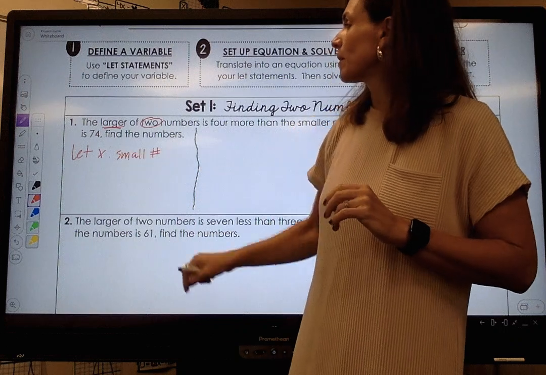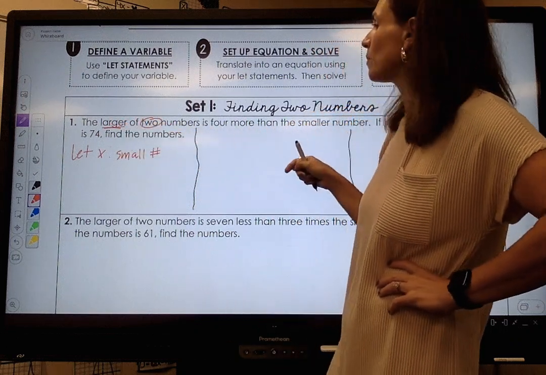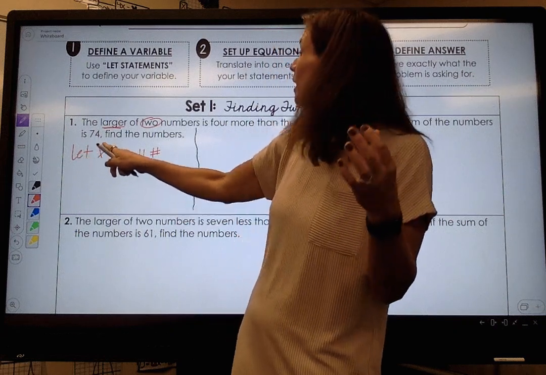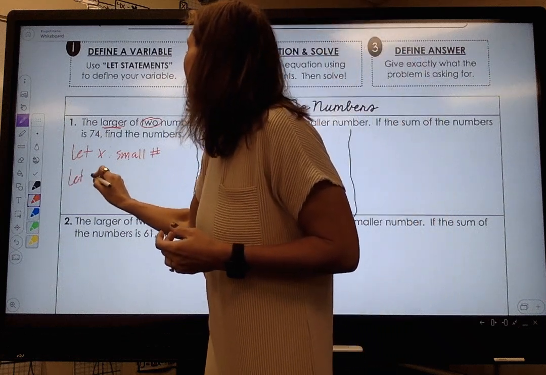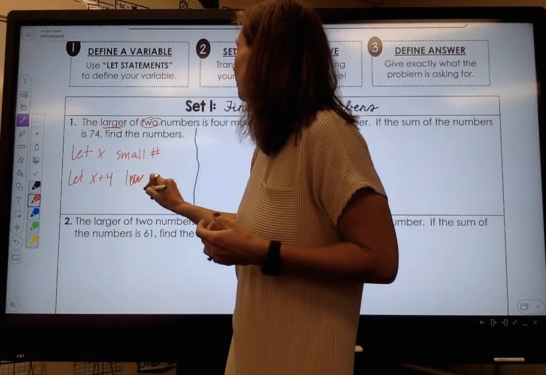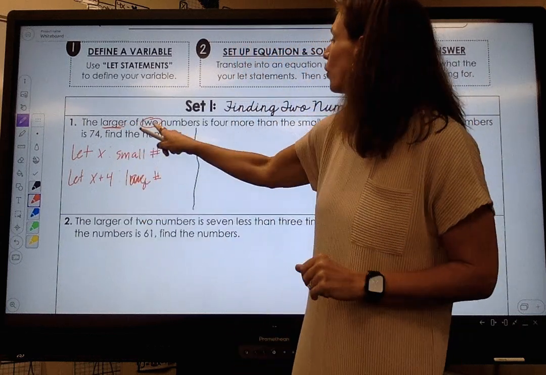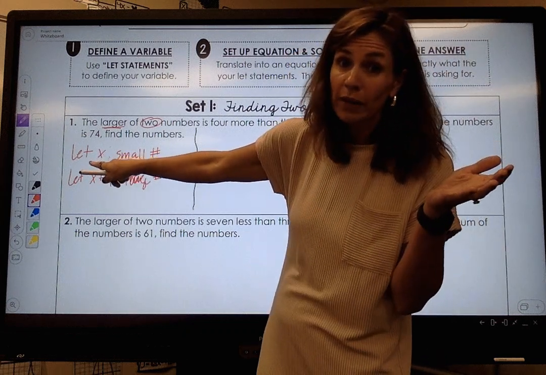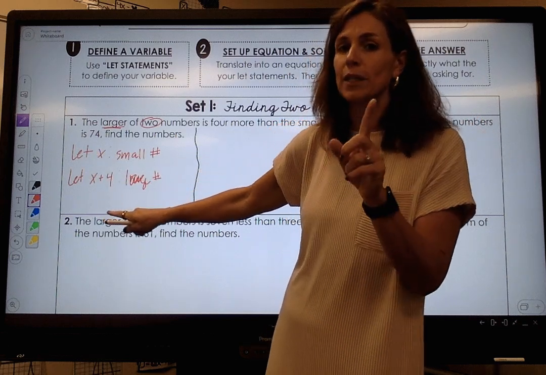So we're going to let x be the small number, and then it says the larger of two numbers is 4 more than the smaller. So if x is the small, the larger number is 4 more than the smaller number. So we're going to let x plus 4 be the large number. And then I want to go back and look at it and make sure it makes sense. The larger of two numbers is 4 more than the smaller. The smaller one we don't know anything about. That's why we identify it as x. The larger is 4 more, which means addition.